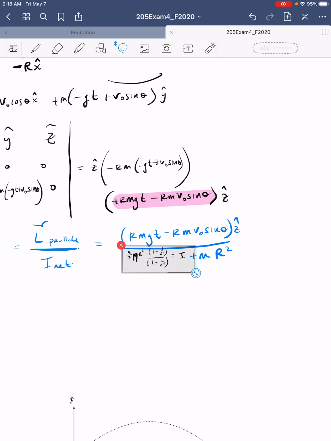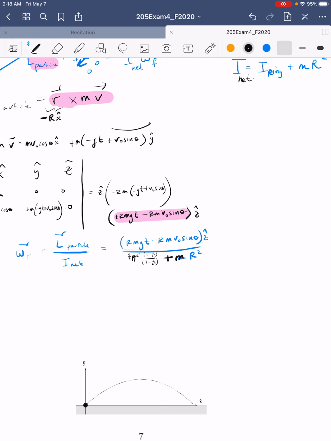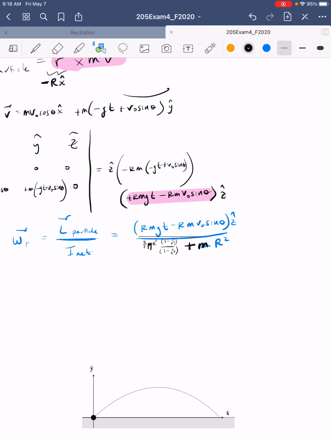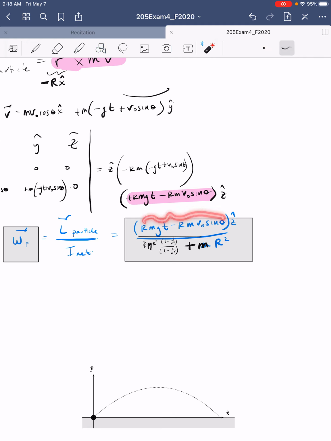So again, that's I of the ring plus little m r squared in the denominator. And that, my friends, is the angular velocity vector after the collision. And look, you can see it can vary depending on what time it is between a positive and a negative z hat value.